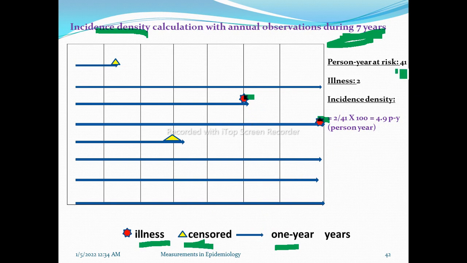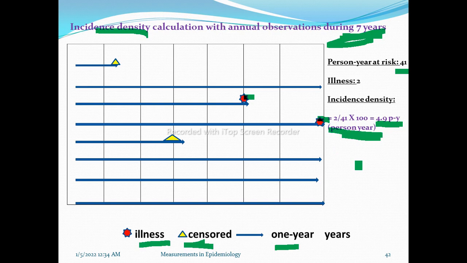This indicates years of follow-up per year. So since 41 is the person-years at risk, or summed-up person-years, the illness count is 2. So incidence density is calculated as 2 over 41. 2 is the number of illnesses, and 41 is the person-years followed. So 2 over 41 times 100 will be 4.9 per year. 4.9 person-years, or 4.9 PY. We can say it just like this.